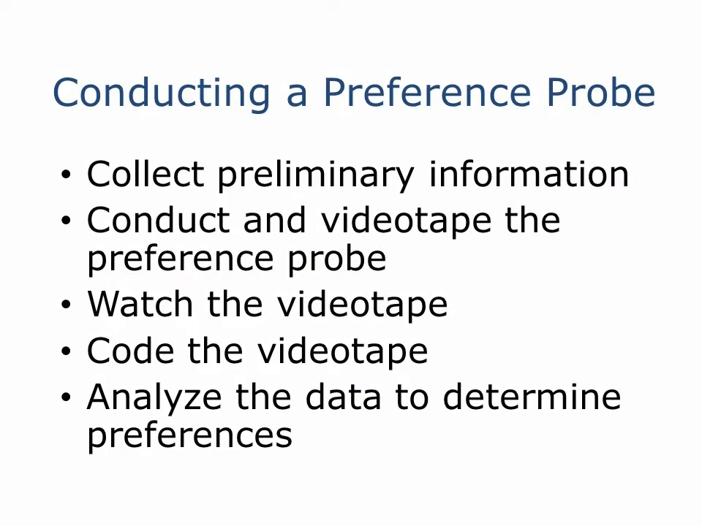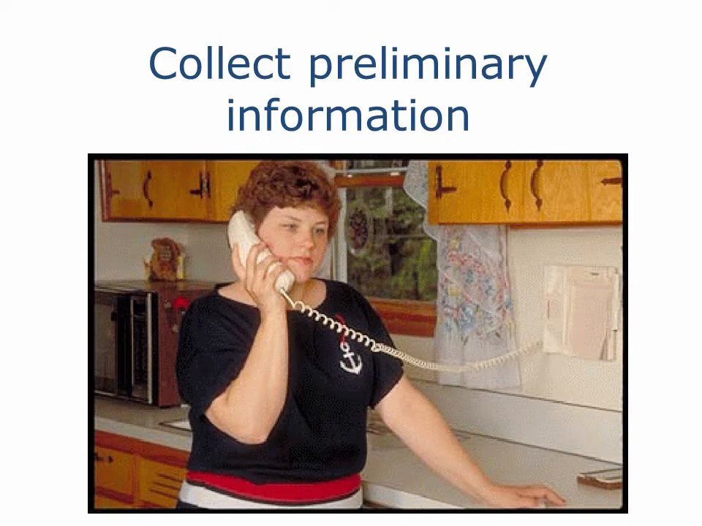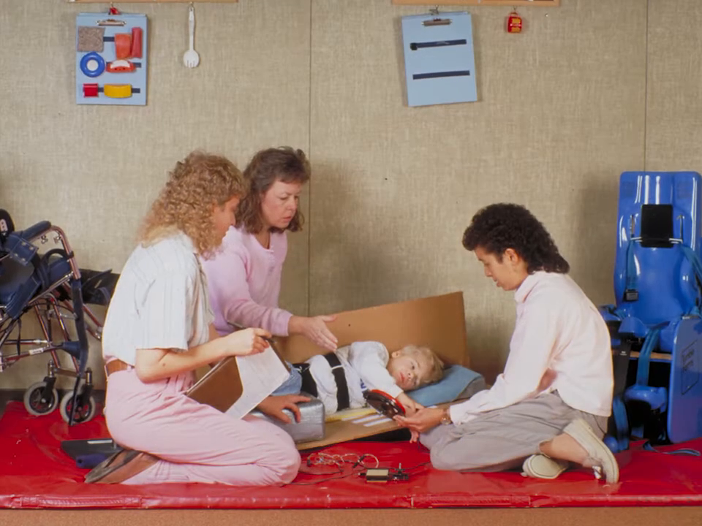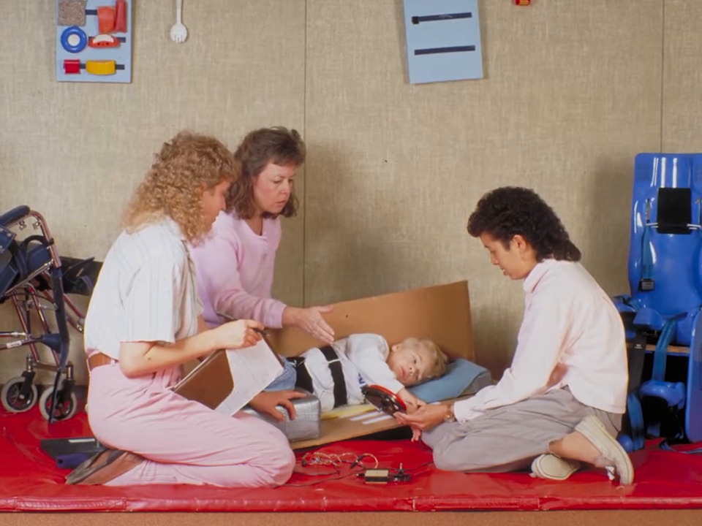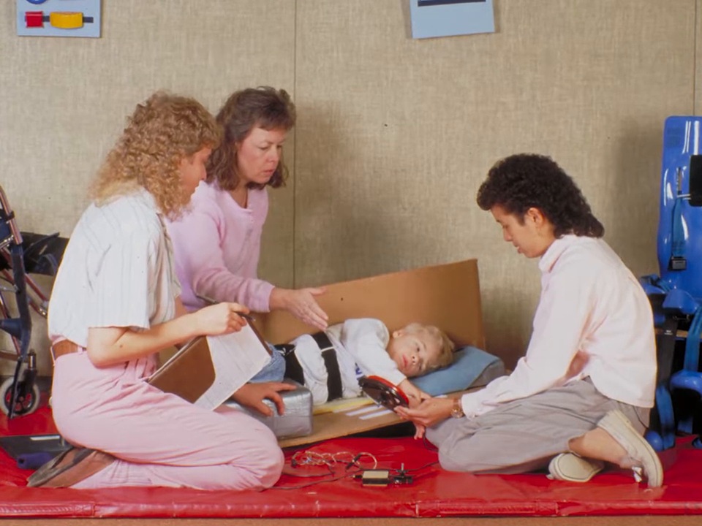For children whose preferences are truly unknown, the preference probe procedure will include these steps: collect preliminary information, conduct and videotape a preference probe, watch the videotape, code the videotape, and analyze the data to determine preferences. First, collect information from parents, from your own observations, from discussions with support staff such as physical and occupational therapists, and from any other available resources.